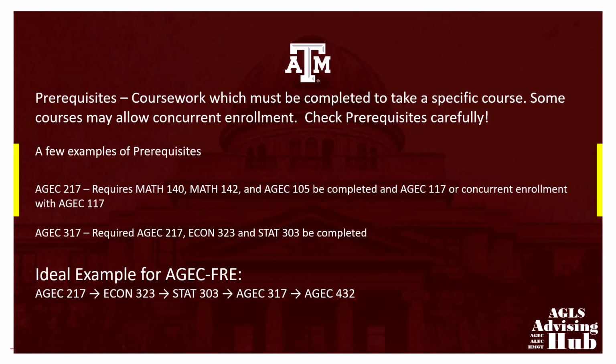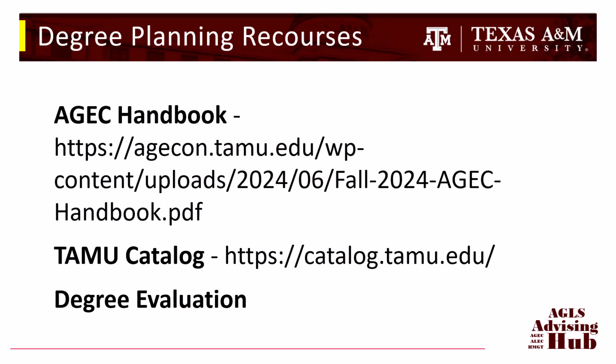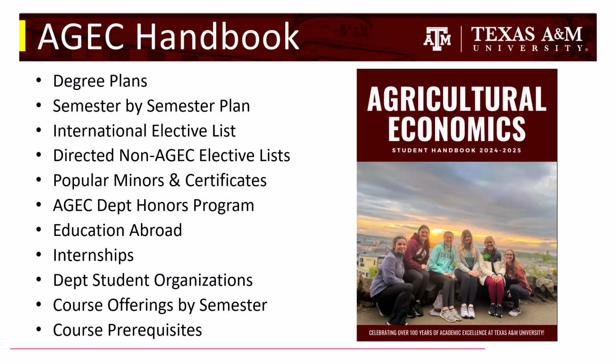Looking at an example, for an AGEC finance and real estate student, there is a sequence that takes at least 4 semesters, so be sure to work with your advisor to plan accordingly. Some helpful degree planning resources include the Ag Economics Handbook, the TAMU Catalog, and the Howdy Degree Evaluation. The Ag Economics Department Handbook includes several great resources that you may need to reference throughout your academic career. We highly encourage you to bookmark the handbook so you can reference it often.